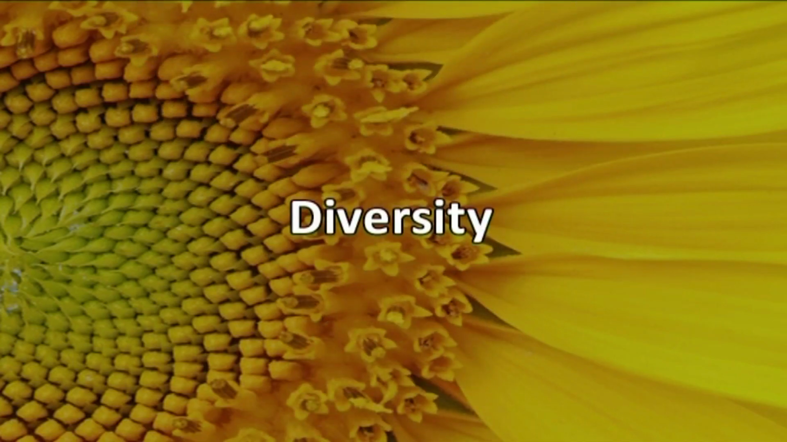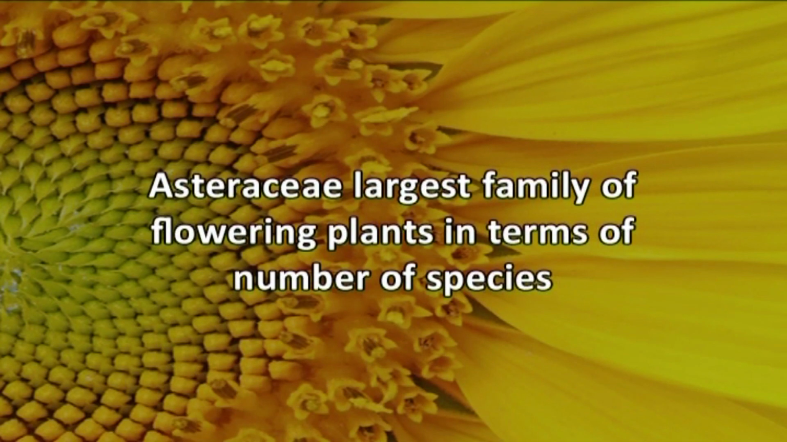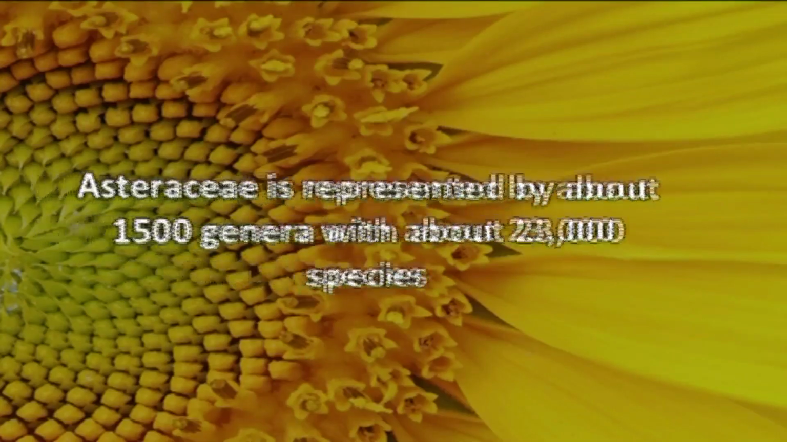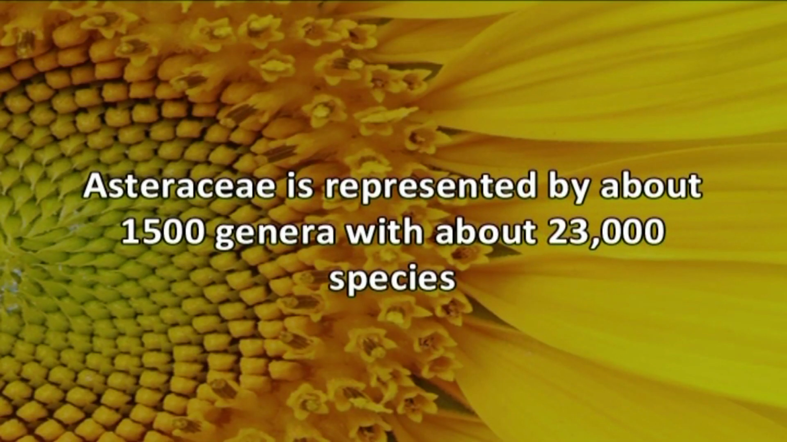Now the fourth part is the diversity of the family Asteraceae. The Asteraceae is the largest family of flowering plants in terms of number of species in the world. If we take the different families in the angiosperms, Asteraceae is number one in terms of its species richness. At present, the family is represented worldwide by about 1500 genera with nearly 23,000 species.